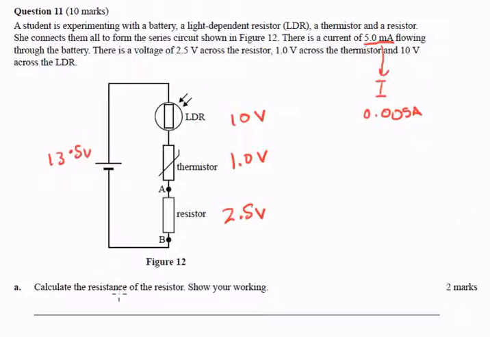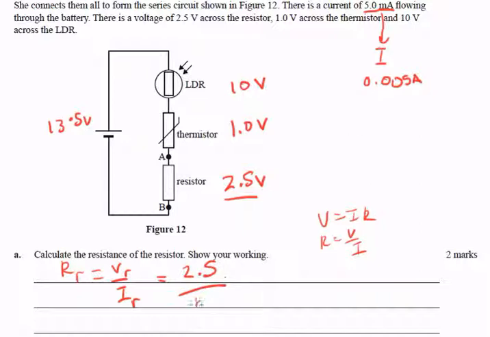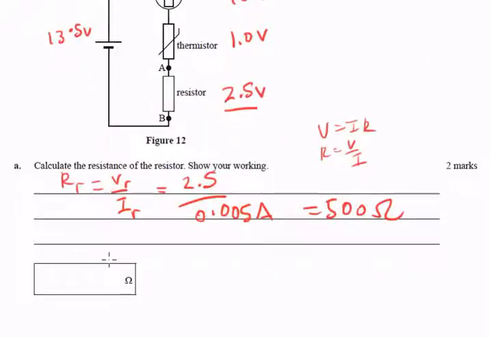Alright, the first question is saying calculate the resistance of the resistor. What have we got? We've got the current and we know the voltage across the resistor, so we can say the resistance of the resistor is equal to, we've got V equals IR, so if I rearrange that I get R equals V over I. V over I of the resistor, which is 2.5 volts, divided by 0.005 amps, and that gives 500 ohms.